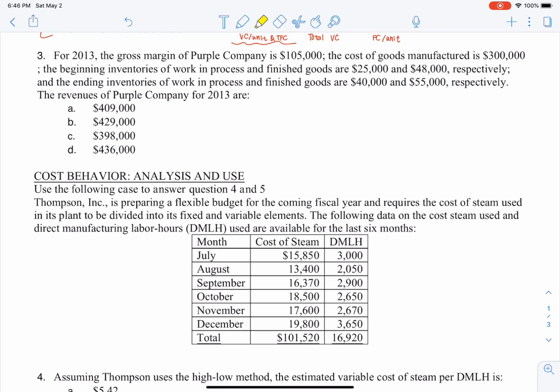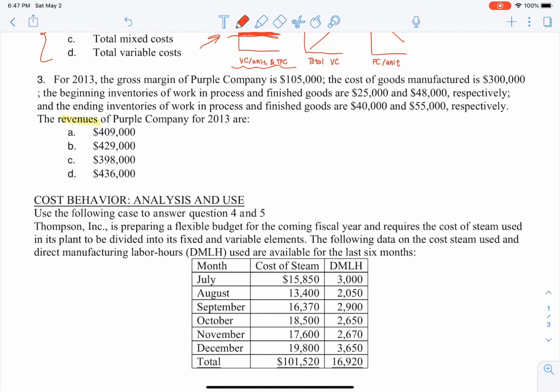So for 2013, the gross margin for Purple Company is $105,000, and the cost of goods manufactured is $300,000. The beginning inventory of work in process and finished goods are $25,000 and $48,000, and the ending inventory of work in process and finished goods are $40,000 and $55,000. It asks for the revenue of Purple Company. Based on the given, we only have the gross margin and the beginning and ending inventory of work in process and finished goods. How can we find the revenue?